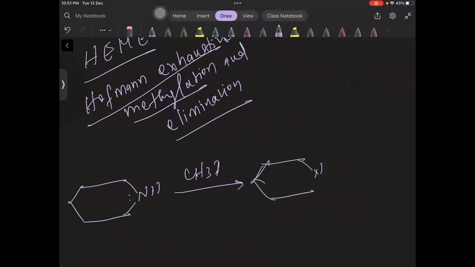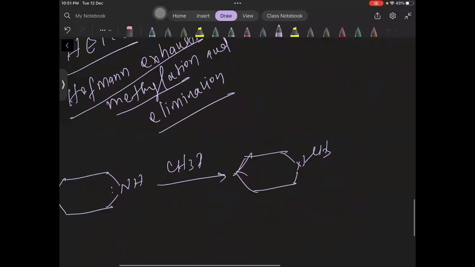See, there is a CH3, and because it is taken in excess, the lone pair is also there. Therefore, the CH3 will again react and form this compound. Correct? Now, just search here. This is the alpha position. It is the beta position. The beta position contains hydrogens.